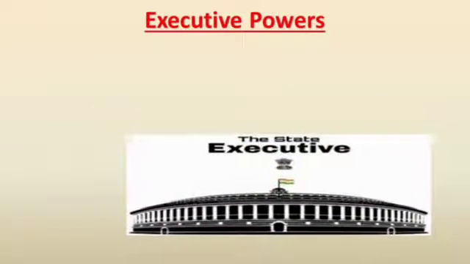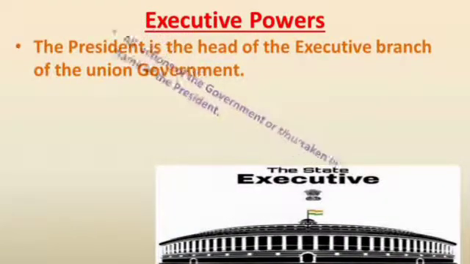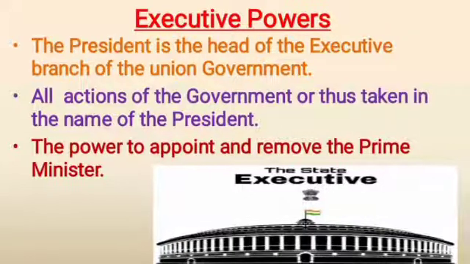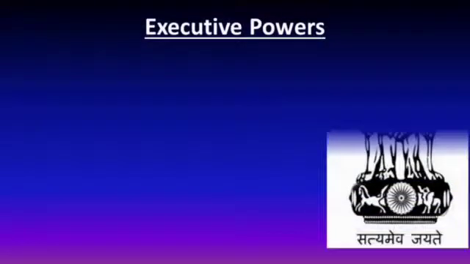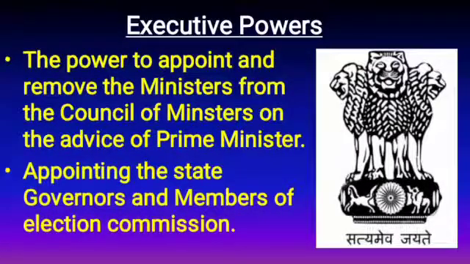Next we will discuss the executive power of the President. The President is the head of the executive branch of the Union government, which refers to the central government. All the actions of the government are taken in the name of the President. And he has the power to appoint and remove the Prime Minister also. The power to appoint and remove the ministers from the Council of Ministers on the advice of the Prime Minister. And also appointing the state governors and the members of the election commission.